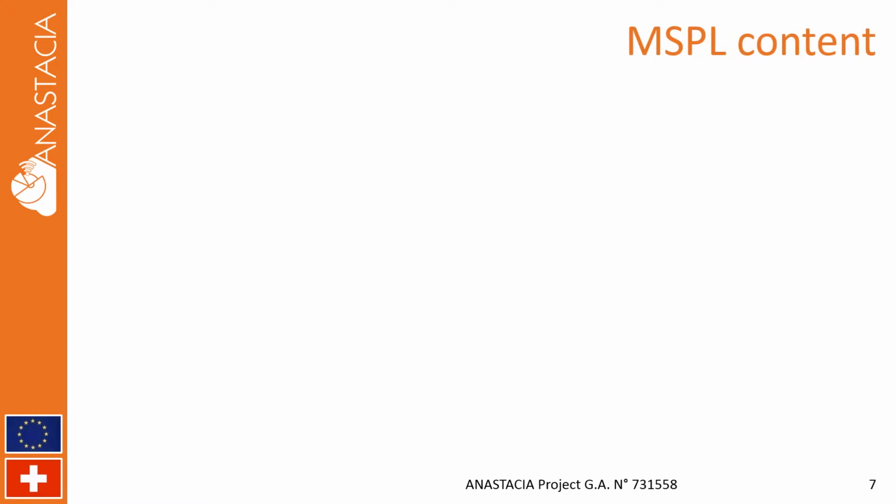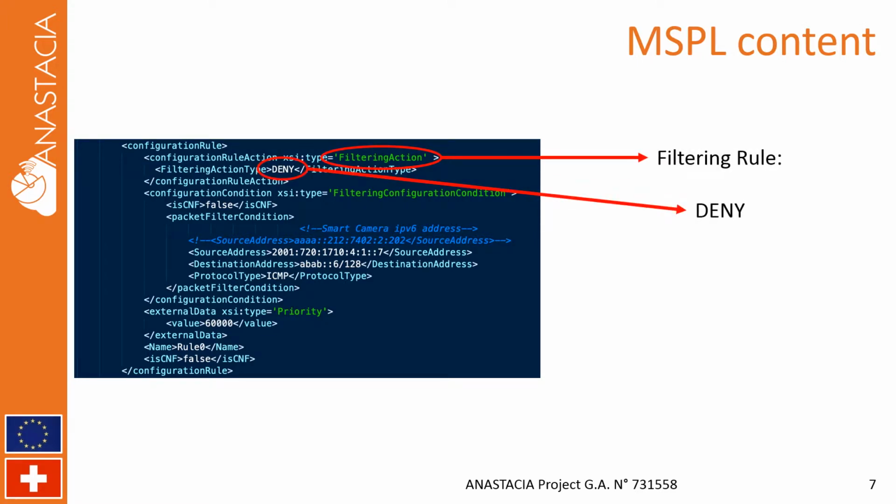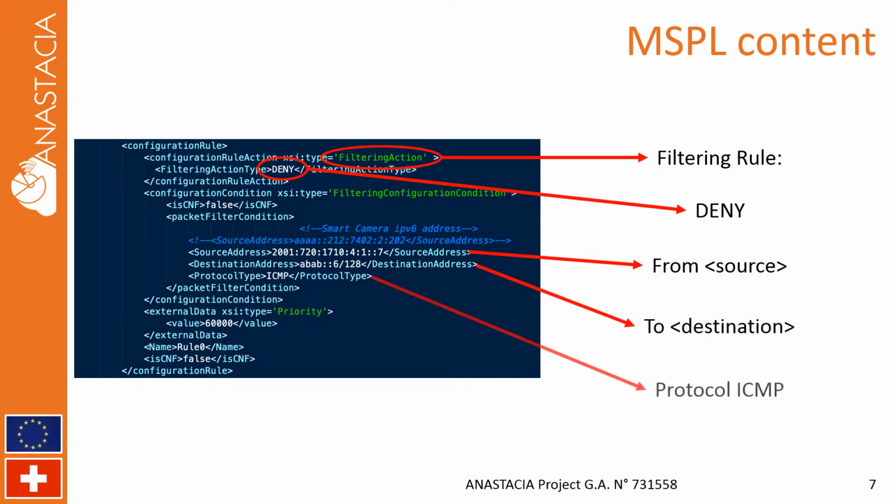As said before, the countermeasures are expressed in an XML-based language called MSPL. We can see an example in this slide. This example expresses a filtering rule of a denial from the source specified in this field to this destination of the ICMP protocol. So the reading sense is from top to bottom. It's really easy to understand which is the countermeasure that will be deployed in the platform.